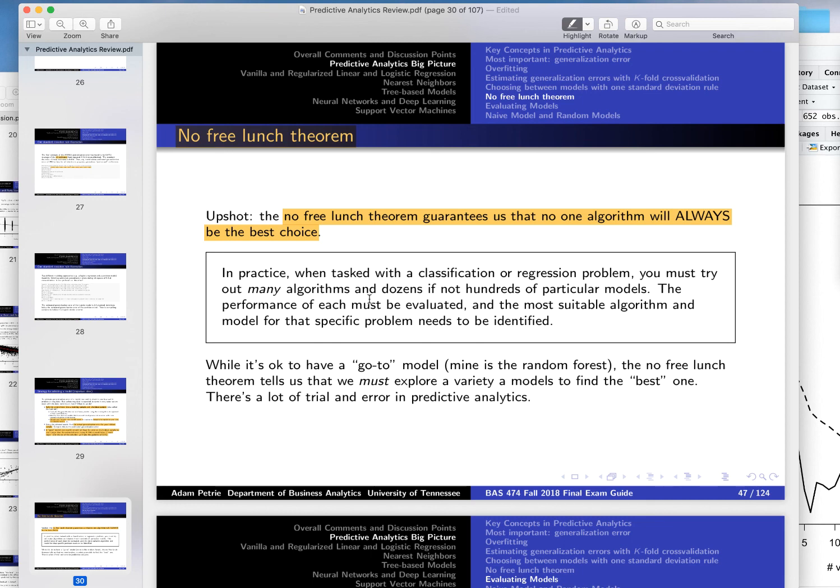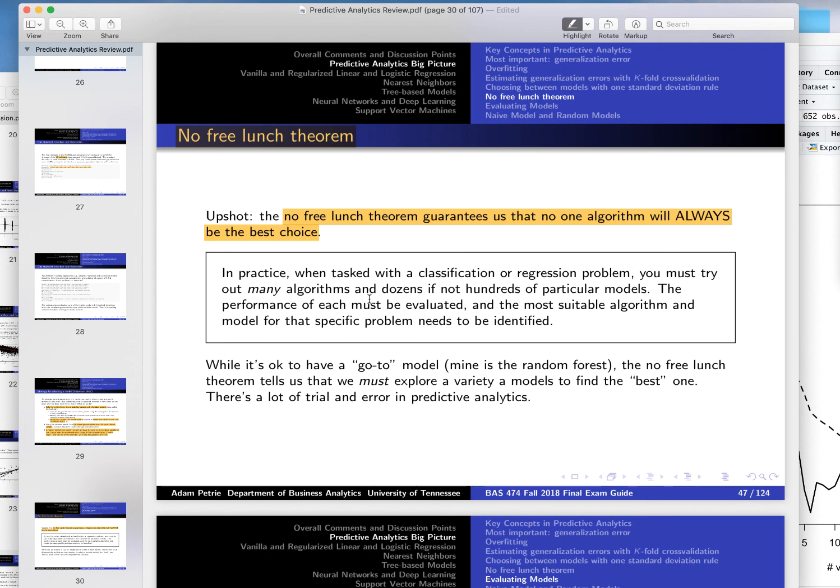So right now, maybe deep learning is all the rage, reinforcement learning, neural networks, etc. That might be great on a huge number of problems, but the no free lunch theorem says there's still going to be a chance for these other models to shine. It's not going to be the right choice for every problem out there.